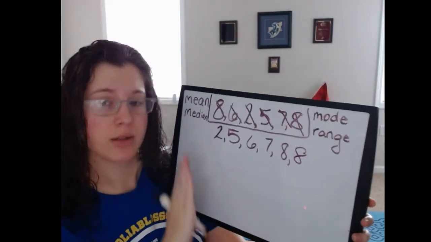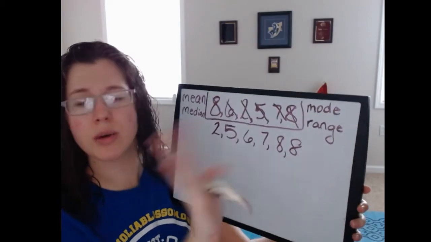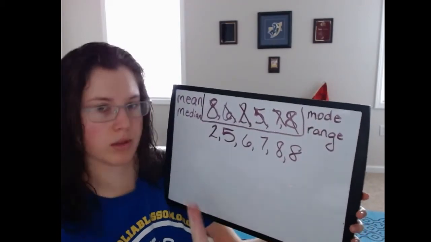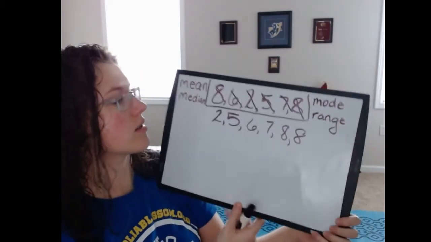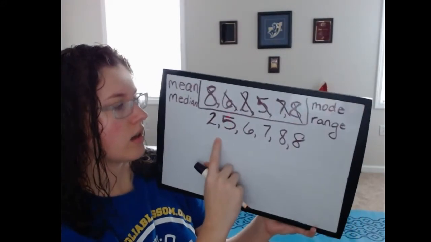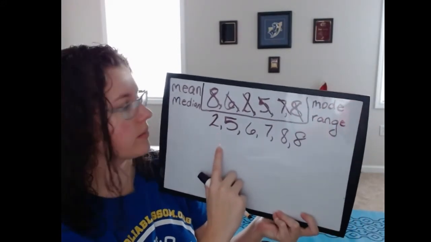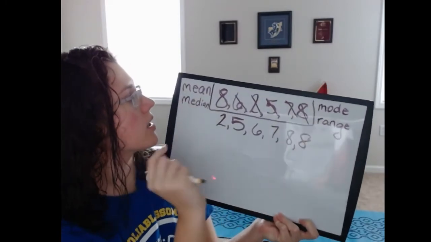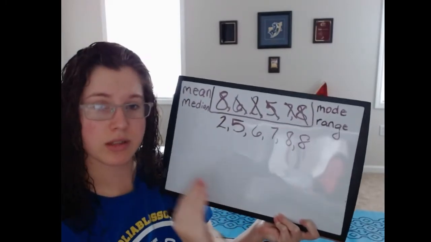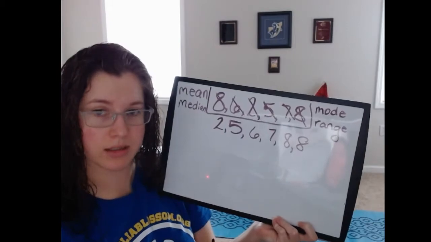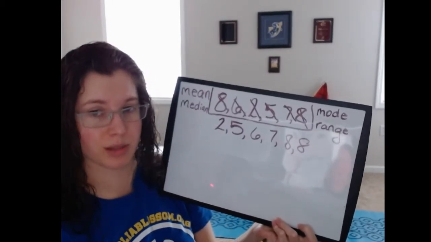That's okay. Write down every number they give you. Don't just go, oh, I already wrote down 8, I'll cross out the both of them. No, you need them both. Okay, so now we've got our numbers in least to greatest order, smallest to largest. And we're going to calculate the mean, when you average the numbers together.